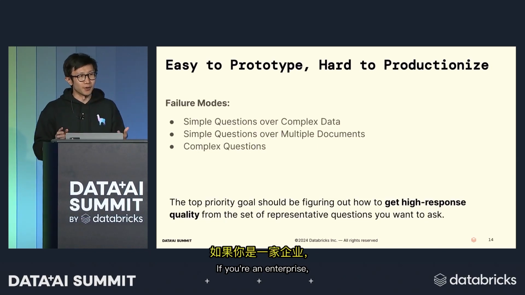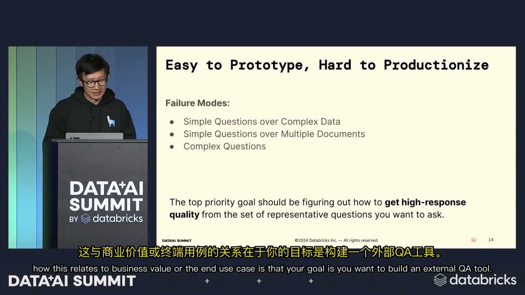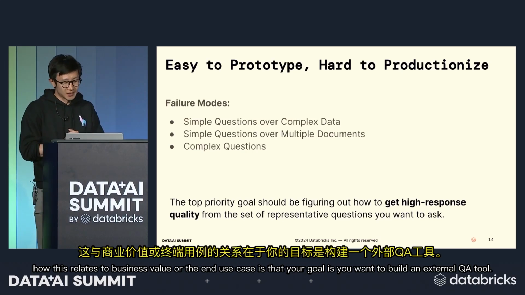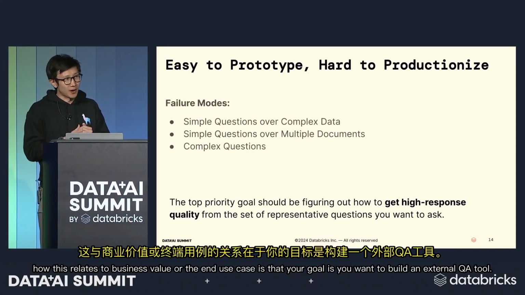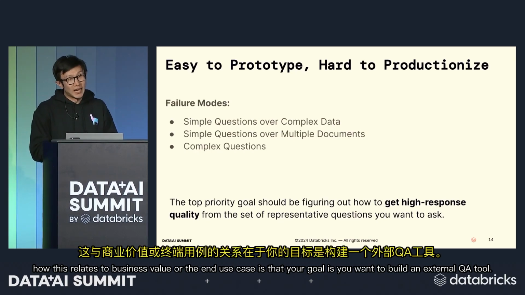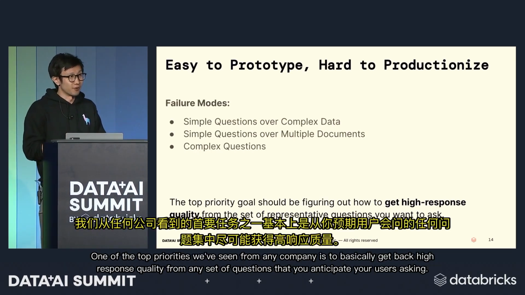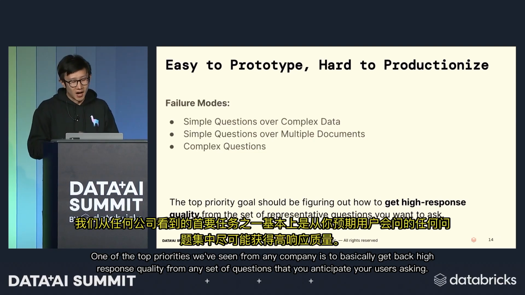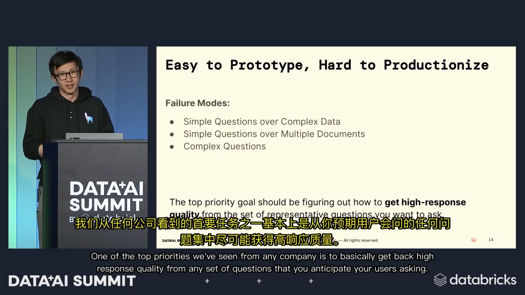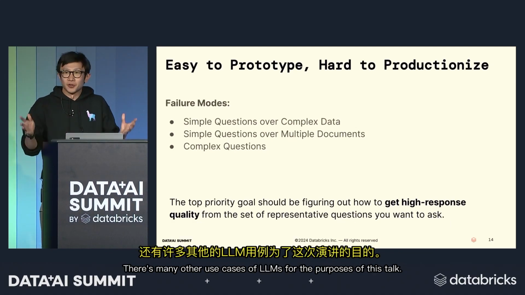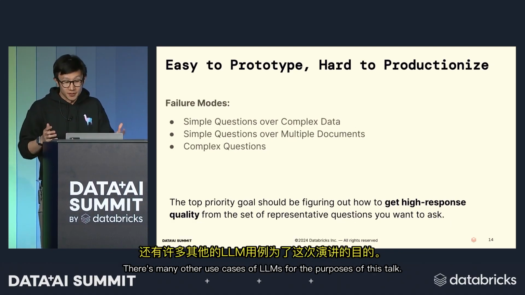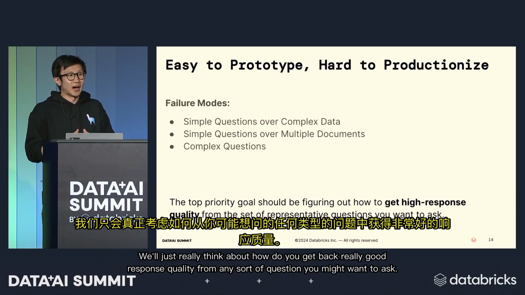If you're an enterprise, how this relates to business value or the end use case is that your goal is you want to build some either internal or external QA tool. And one of the top priorities we've seen from any company is to basically get back high response quality from any set of questions that you anticipate your users asking, right? There are many other, of course, use cases of LLMs. For the purposes of this talk, we'll just think about how do you get back really good response quality from any sort of question you might want to ask.